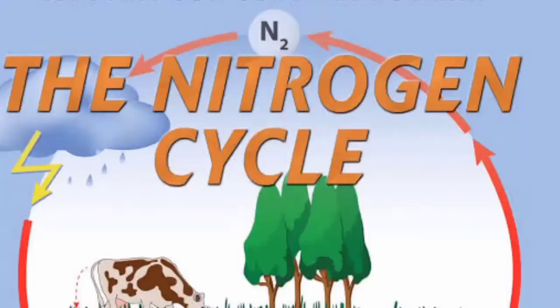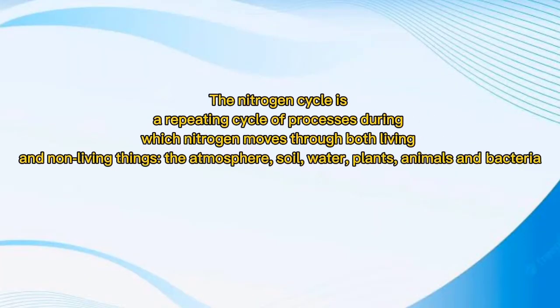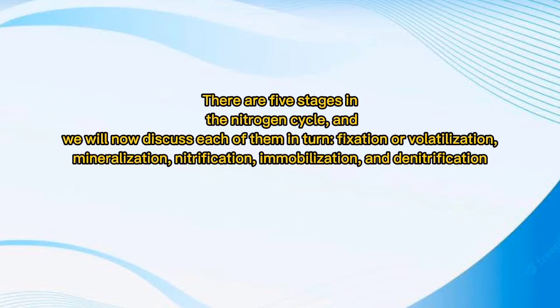So let's proceed to the nitrogen cycle. So the nitrogen cycle is the recycling process during which nitrogen moves through both living and non-living things: the atmosphere, soil, water, plants and animals, and bacteria. So there are 5 stages in the nitrogen cycle, and we will now discuss each of them in turn: fixation or volatilization, mineralization, nitrification, immobilization, and denitrification.